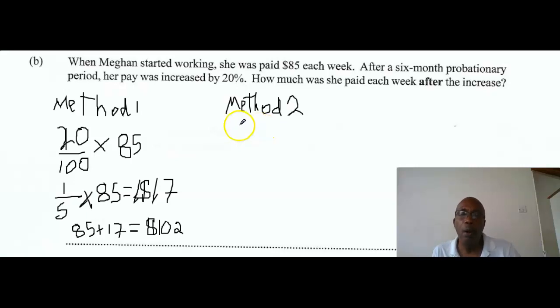So all we do, we find 120% of 85, and that should give us the answer in one step. When you work this out on your calculators or otherwise, you're going to get the same answer you got in method 1, which is $102.